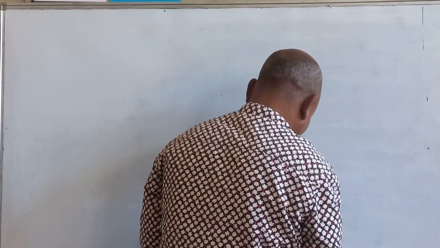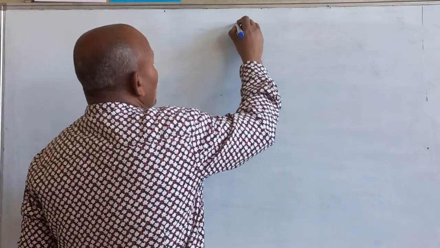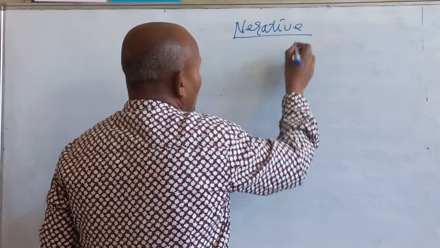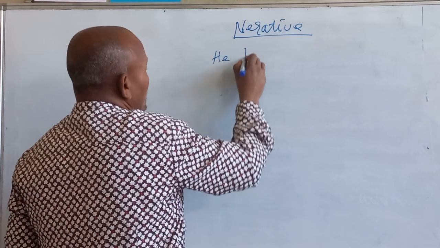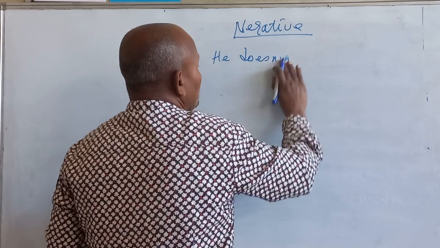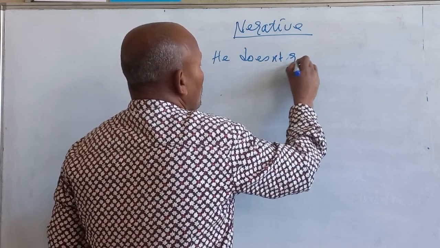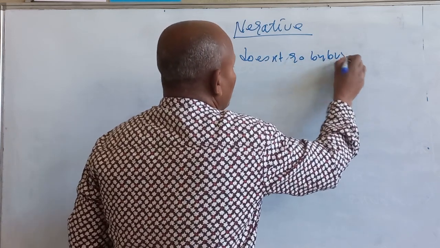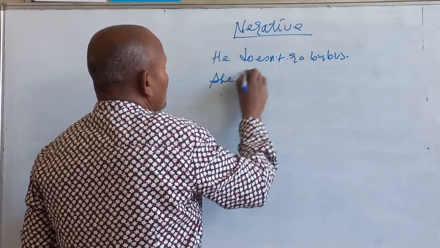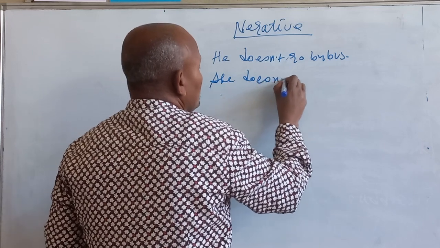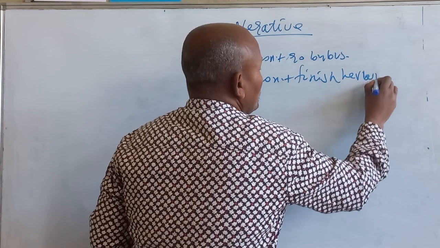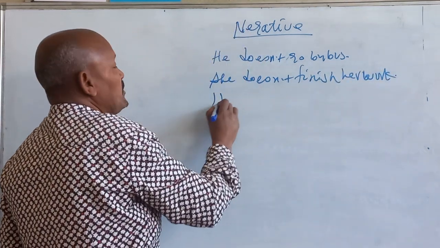like this. If you make just negative sentences, yeah? Negative sentences, please. As I explained before, please, here, he doesn't go by bus, or she doesn't finish her work. Yes, she doesn't finish her work. And the other one, it doesn't rain.